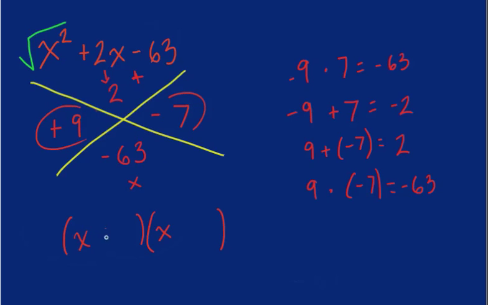So these two numbers right here, this number and that number, go in here. So I bring the plus 9 and the minus 7. And it could be reversed. You could put minus 7 here and plus 9 here. It doesn't matter. But we know now that that is our answer.